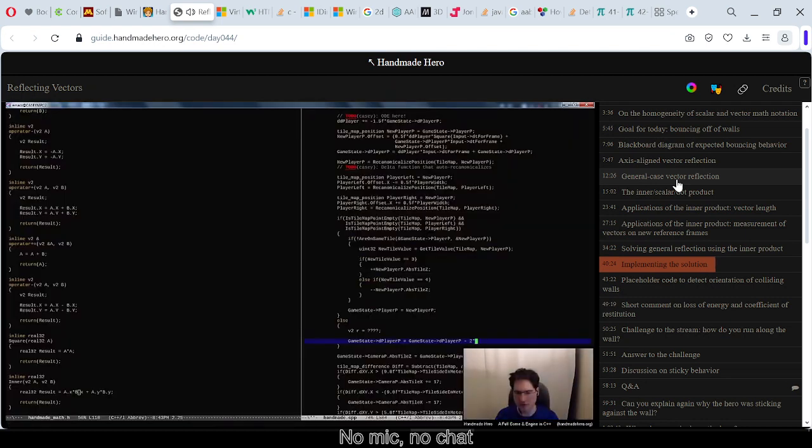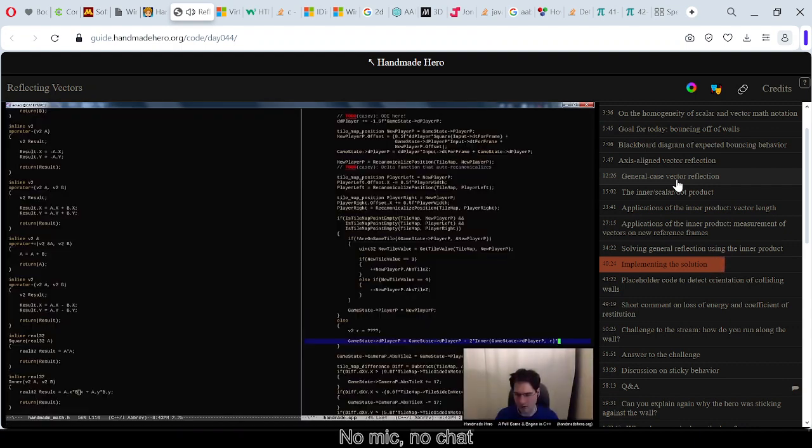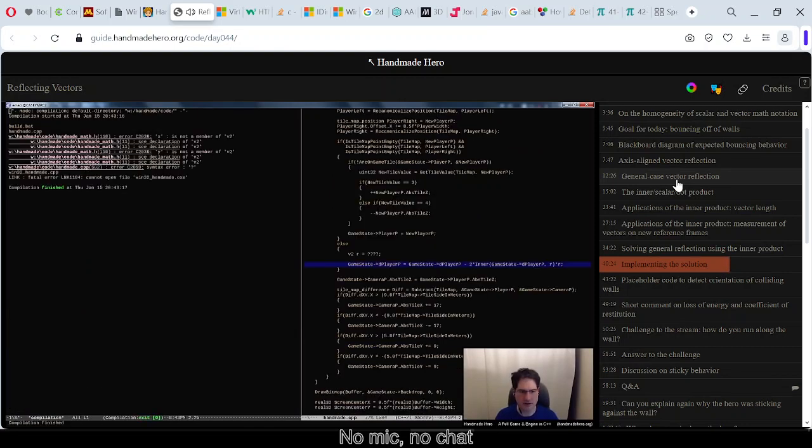We're going to subtract 2 times the inner product of whatever it actually is, and our wall vector, right? And then we're going to multiply that by the wall vector itself, right? So there we go. That's the actual equation that we need to use.